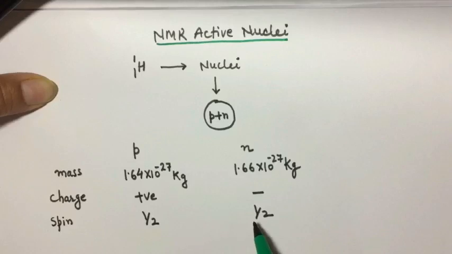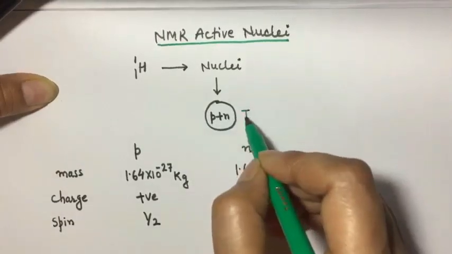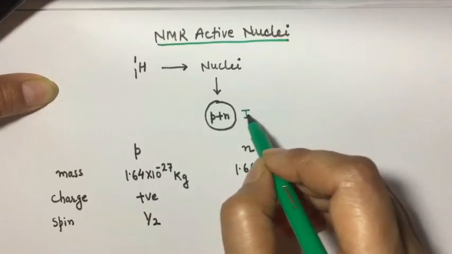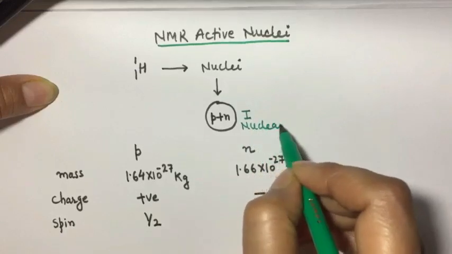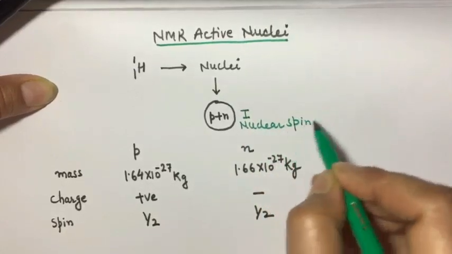So considering these two, our nucleus has a nuclear spin value that is represented by I. Nuclear spin value I.